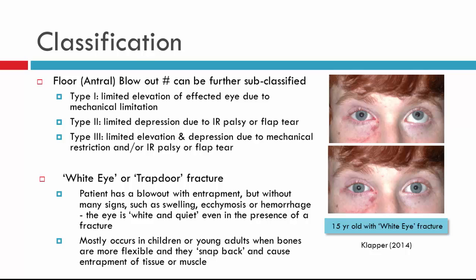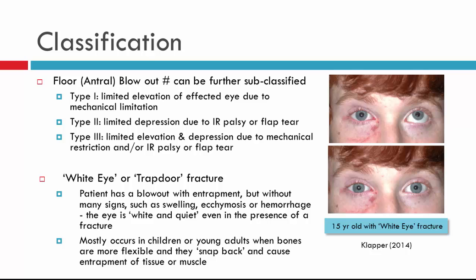So type 1, we have limited elevation of the affected eye, and this is due to a mechanical restriction. Type 2, it's actually the opposite. We have a limitation of depression, and now this is due to an inferior rectus palsy or a flap tear. And type 3, we actually have a combination of both elevation and depression being affected due to either mechanical restriction or also inferior rectus palsies or flap tears.